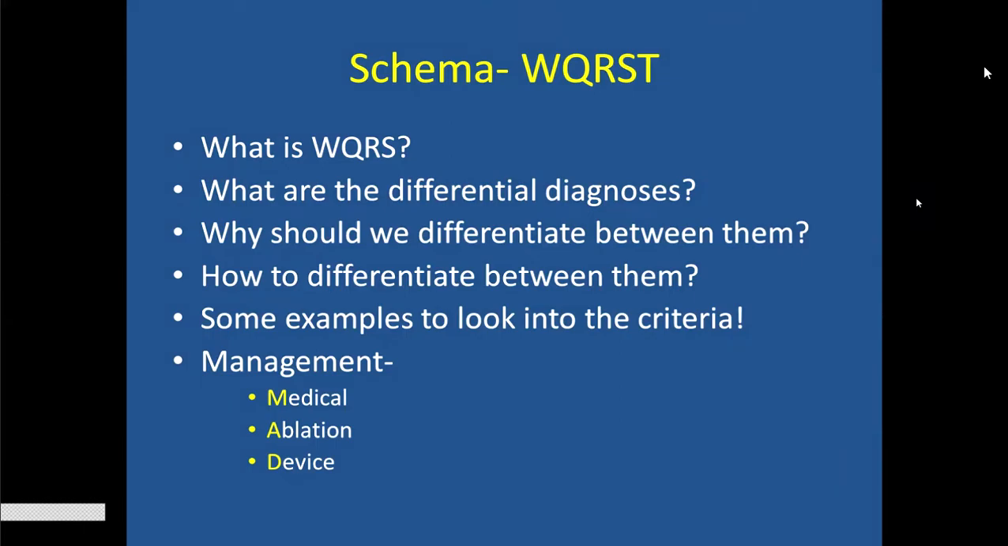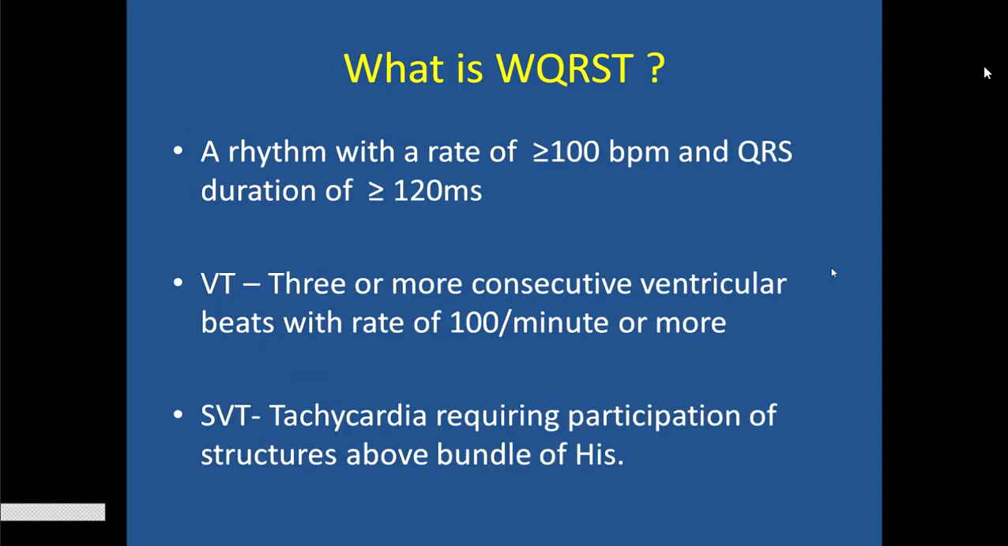What is wide QRS tachycardia? What are the differential diagnoses? Why should we differentiate between them? How to differentiate between them? Some examples to look into the criteria, and then finally a few slides on the management, which includes medical management, ablation, and also device. So our focus predominantly will be on differential diagnosis and how to not miss a VT.